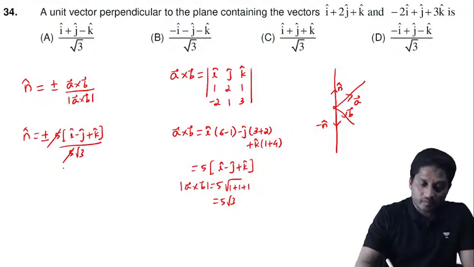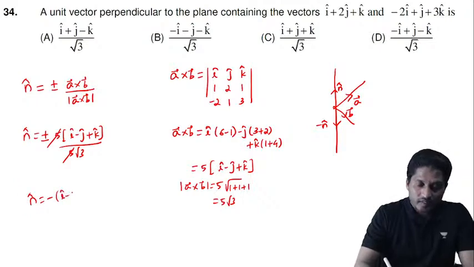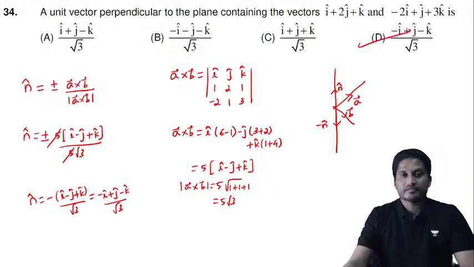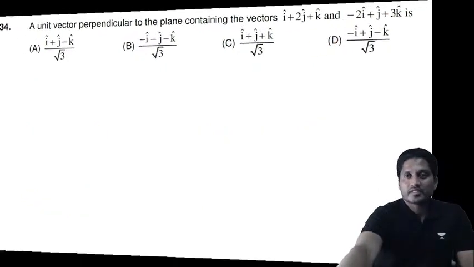But if I take suppose minus value, n cap is equal to minus of i minus j plus k whole divided by root 3. This becomes minus i plus j minus k whole divided by root 3. Okay, answer is option D only. Let's move to the next question.